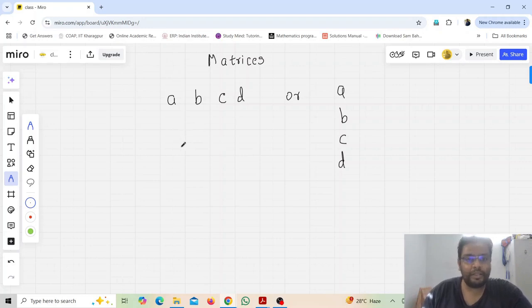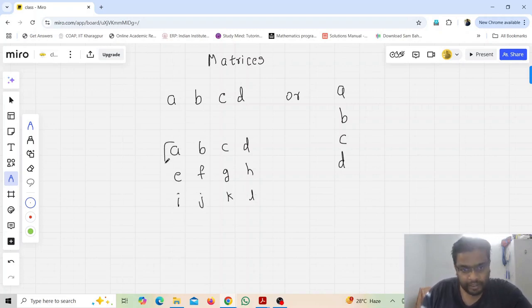So let's consider that example. Let's say I have A, B, C, D, E, F, G, H, I, J, K, L. Now, if you combine them together, what form we get is called a matrix. So why we need a matrix, or what is the use of matrix? Matrix can help us in displaying the data or multiple data for multiple objects or multiple subjects.